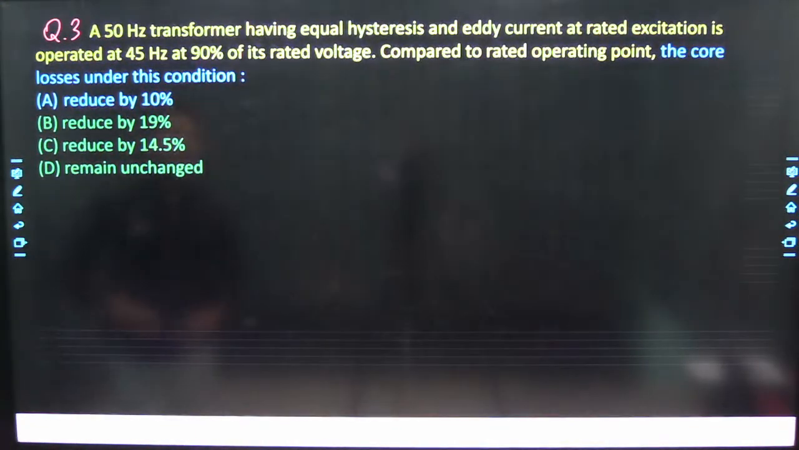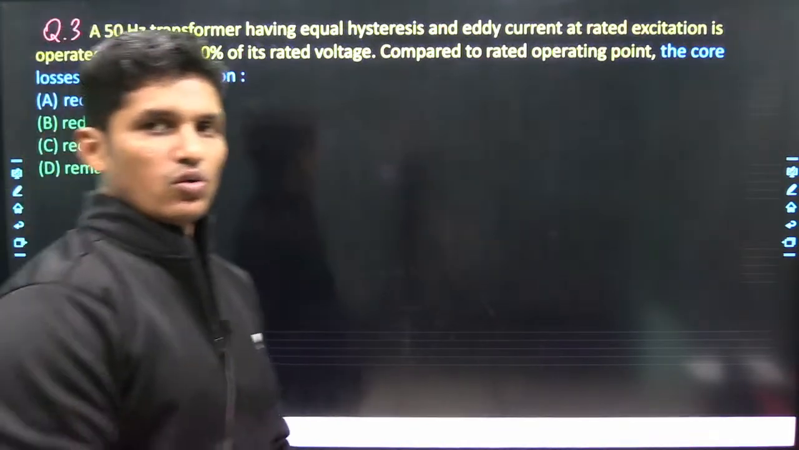A 50 Hz transformer having equal hysteresis and eddy current losses at rated excitation is operated at 45 Hz at 90% of its rated voltage. Compared to the rated operating condition, the core losses under this condition will be.